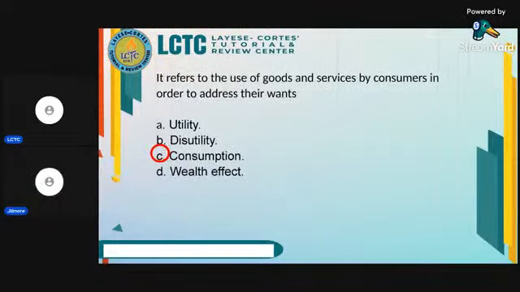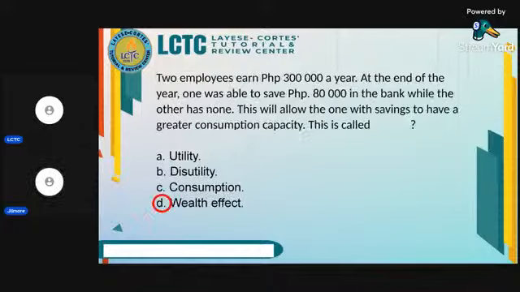Let's proceed. Again, consumption refers to the use or utilization of goods and services by consumers in order to address their wants. Utility, it's the happiness or the satisfaction felt or received. It's the benefit received after consumption. Disutility, the opposite of utility. Consumption, the use or the utilization, ginagamit. Wealth effect. Okay, wealth effect. We're going to discuss that one here.